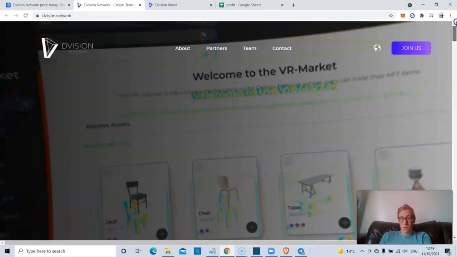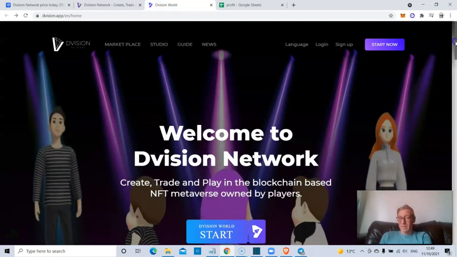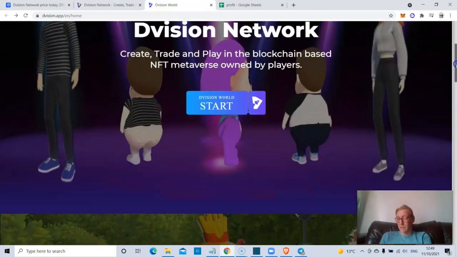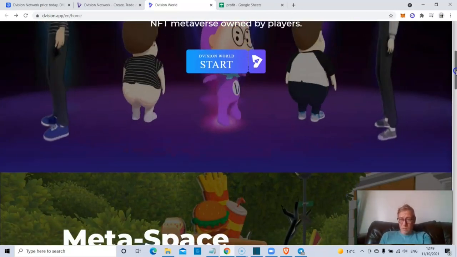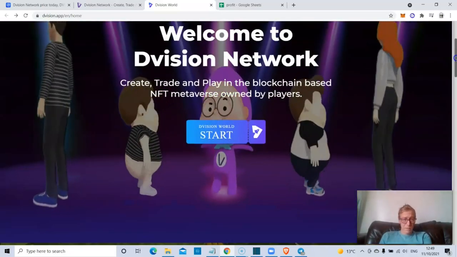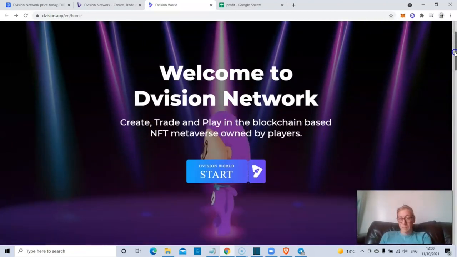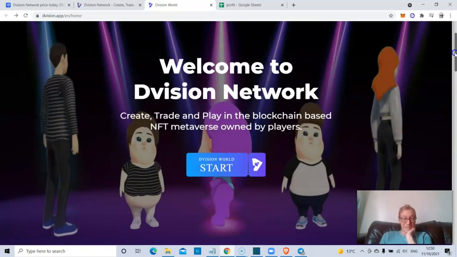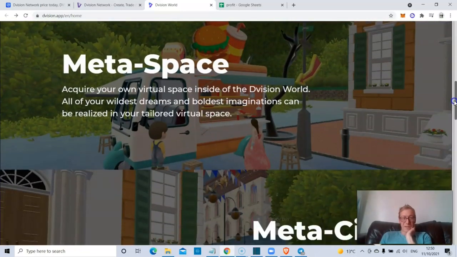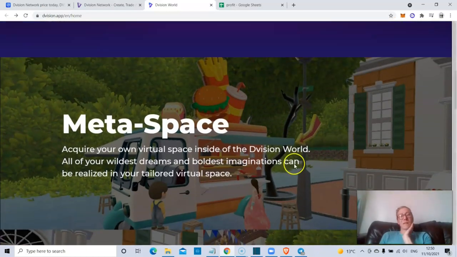If you check out the game, Dvision World, like I said, built across Ethereum and Binance, you just need to sign up, and then you'll connect your MetaMask to the game. So you can create, trade, and play in the blockchain-based NFT metaverse. Everything's owned by players. Now, the question is how much does this develop? You can acquire your own virtual space inside of the Dvision world, where your wildest dreams and boldest imaginations can be realized in your tailored virtual space.